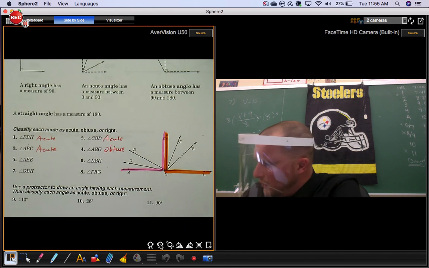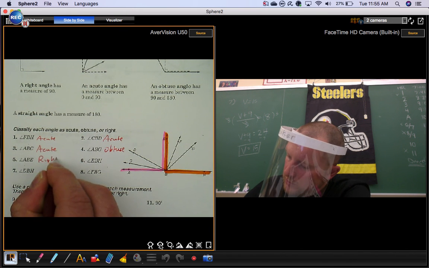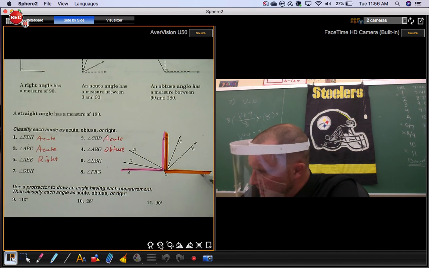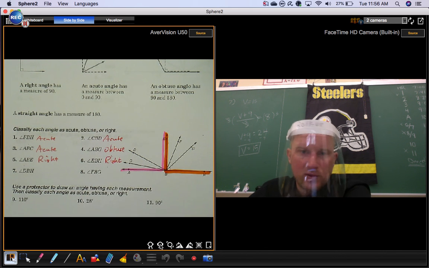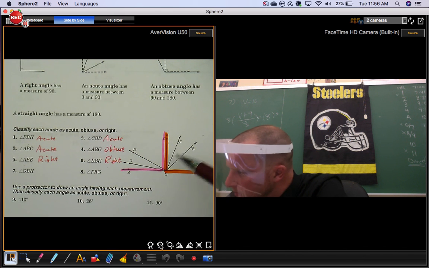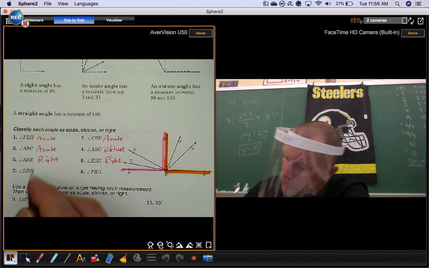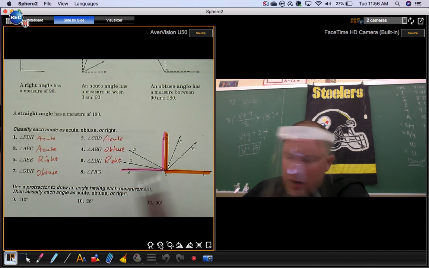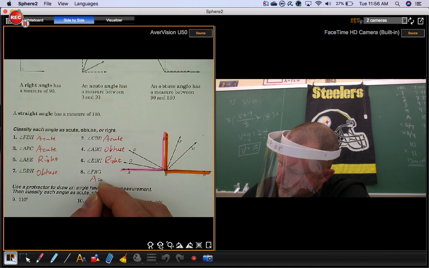Number 5, look at angle ABE. That is that pink angle. So that's a right angle. Angle EBH, that's your orange angle, which is also a right angle. Angle DBH does not fit inside of the orange right angle. It's obtuse. Number 8, angle FBG, that fits inside of that orange angle. It's acute.